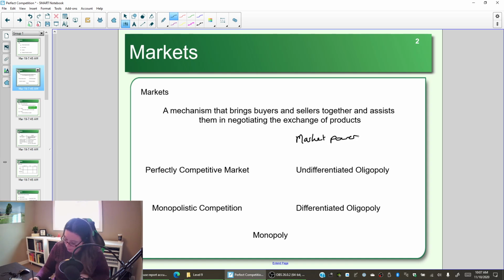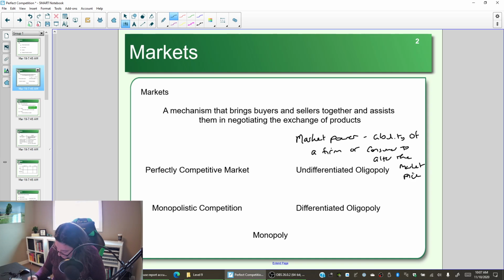So market power is the ability of a firm or consumer to alter the market price. So who has the power or influence over the price? What we've been looking at so far are perfectly competitive markets. In perfectly competitive markets, no individual company or person has market power. Everyone is a price taker. The price is set by supply and demand.